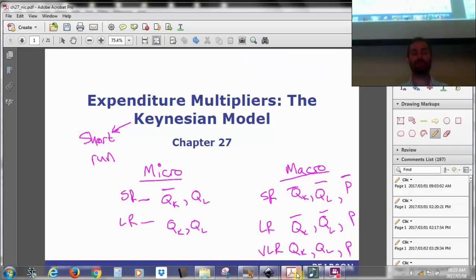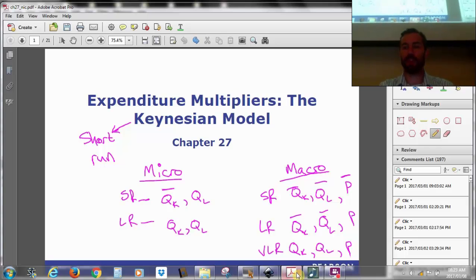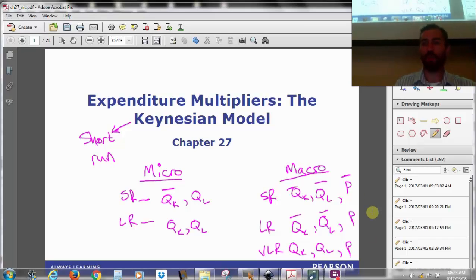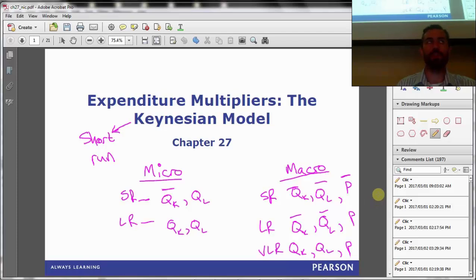Okay, let's continue then with chapter 27. As I say, we should be able to finish it off relatively quickly, and then we can do some revision in the second half of the lecture in preparation for tomorrow, when we will do questions which come from you guys.